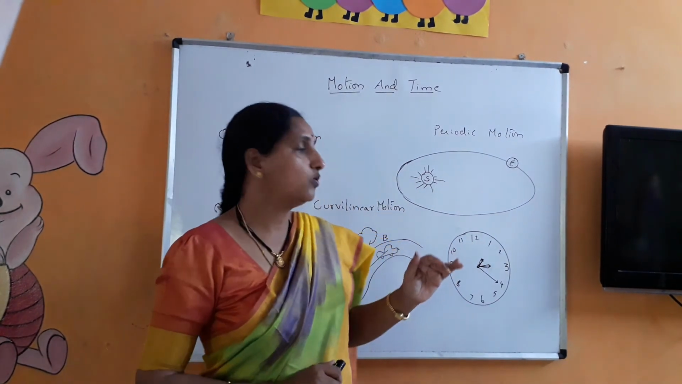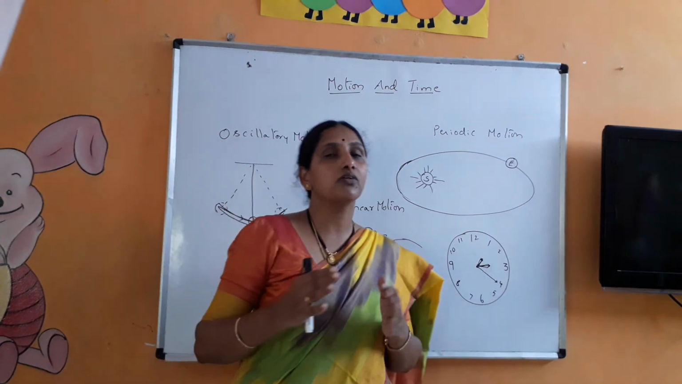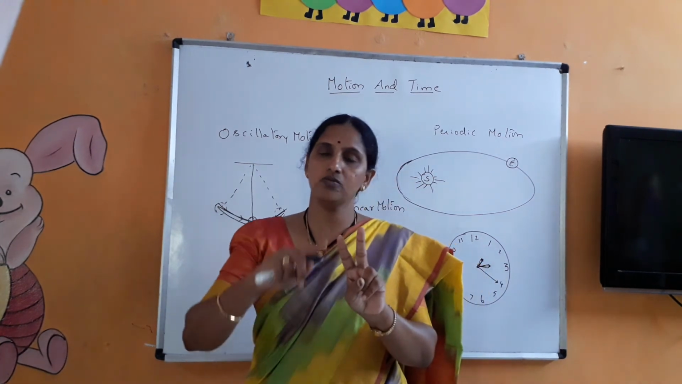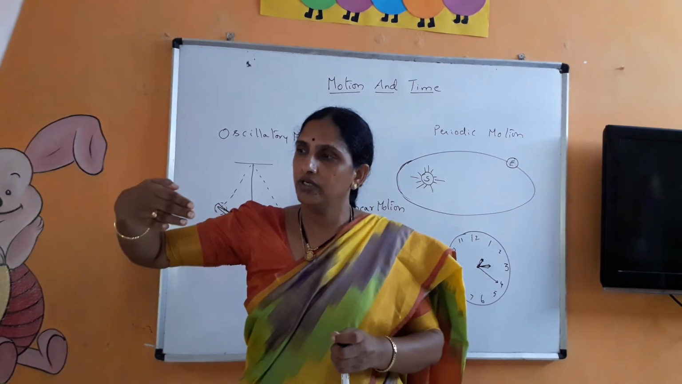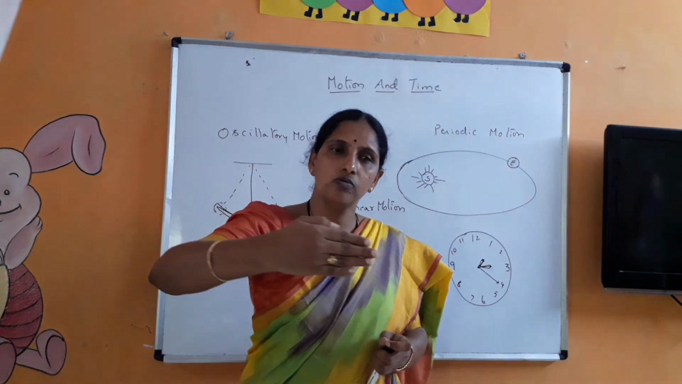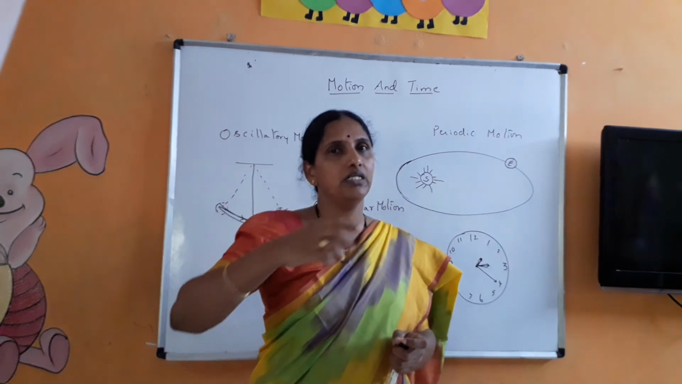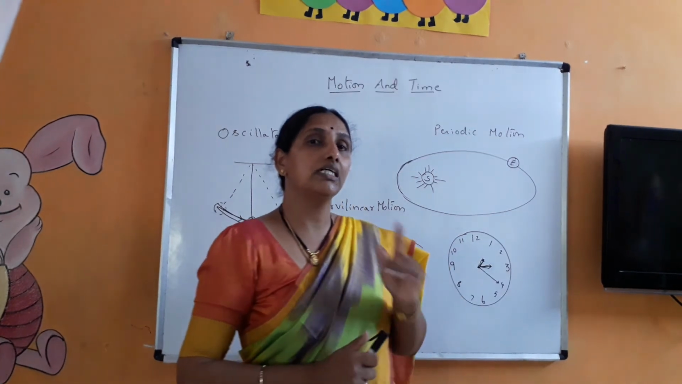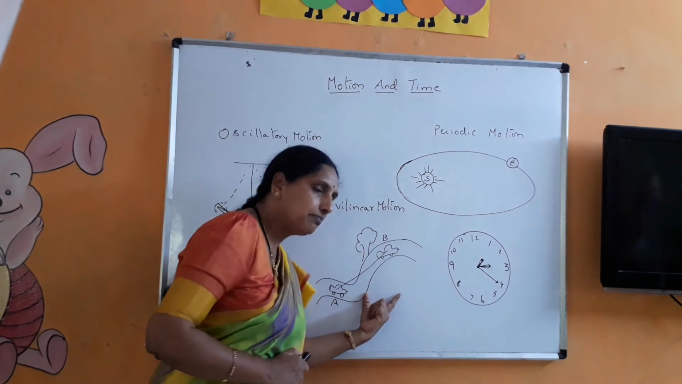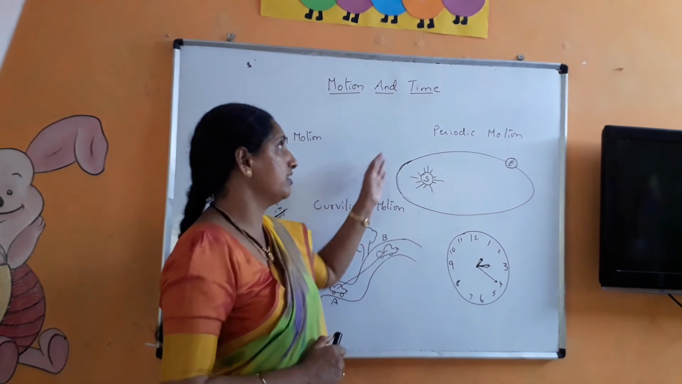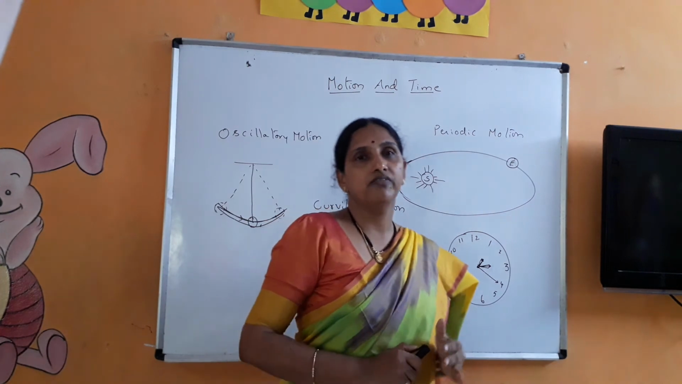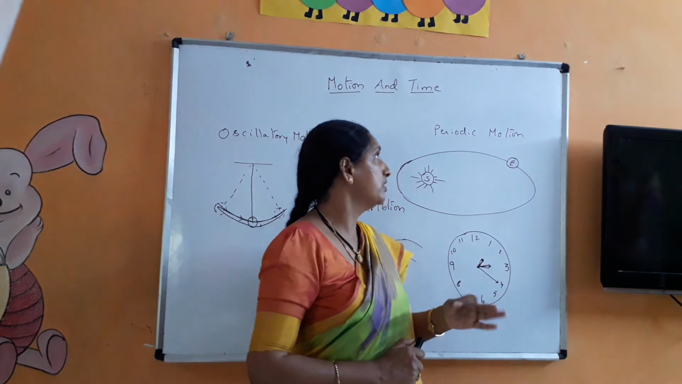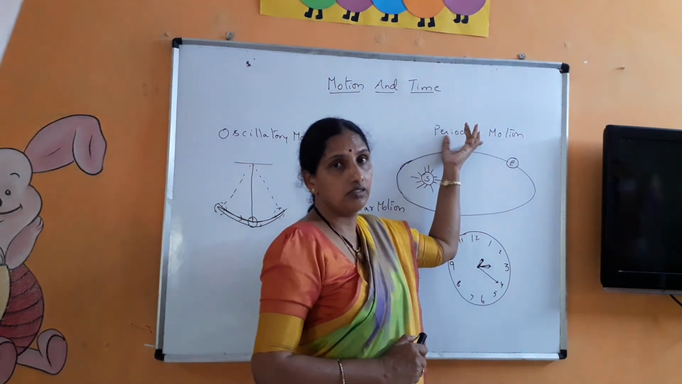Okay? I'll repeat the whole thing again. Yesterday we discussed the translatory motion. Under translatory motion you have two types. One is linear motion. That means when a body is moving in a straight line path, we call it linear motion. And when a body is moving along a curved path, we call it curvilinear motion. Here is the example. And the next kind of motion is periodic motion. Whenever a body repeats its journey in a specific interval of time, we call it periodic motion.